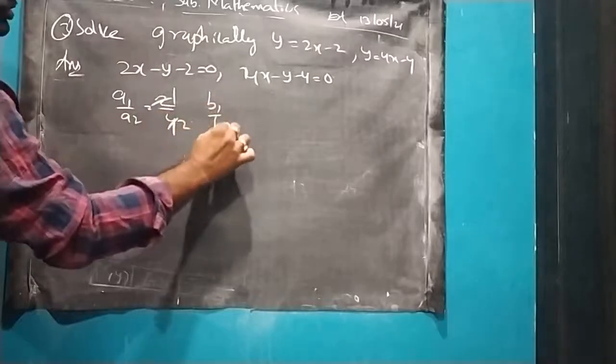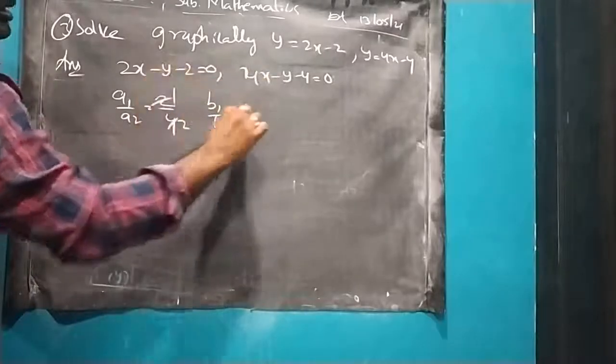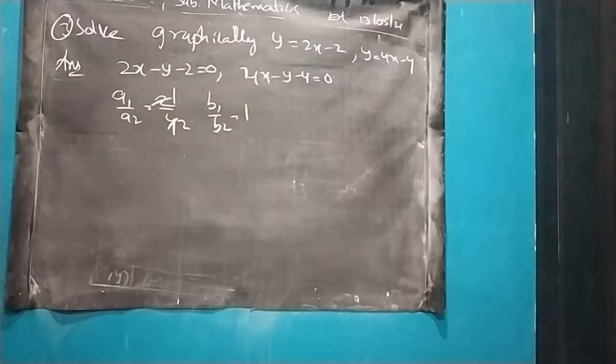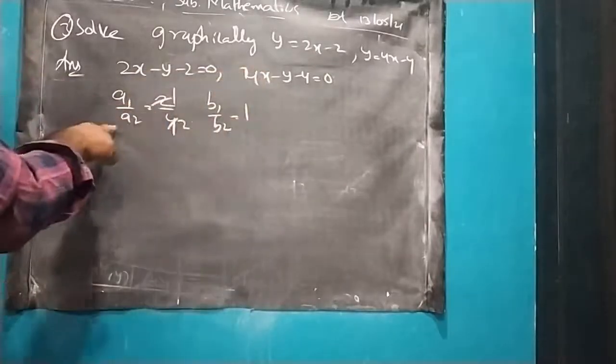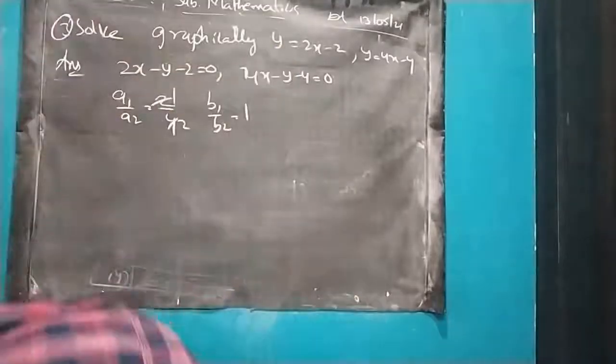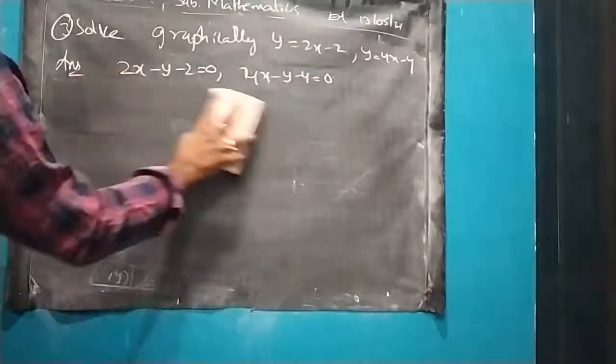And b1 by b2 is minus 1 by minus 1, which gets cancelled to 1. So they are not equal. Definitely we are going to get intersecting lines. Why? Because minus 1 by minus 1 is plus 1. So a1 by a2 is not equal to b1 by b2. Our graph should be intersecting lines.